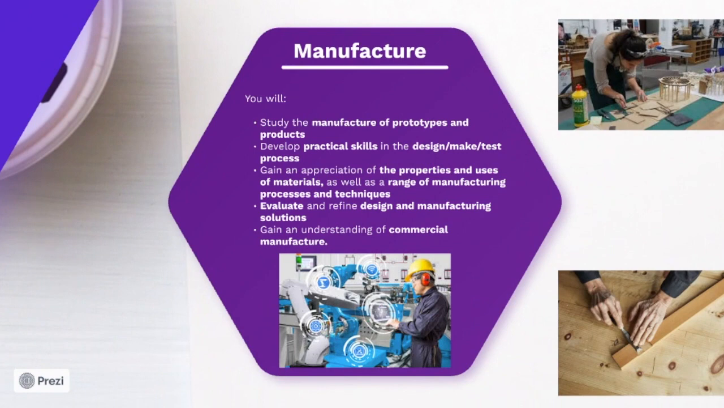Unit 2 is all about the manufacturing. So in National 5 and National 4, you will design a product from a brief and you will manufacture that model. So you will look here at the study of the manufacture of prototypes and products, develop practical skills within the design make test process, gain appreciation of the properties and uses of materials, as well as manufacturing techniques, evaluate and refine design and manufacturing solutions, and gain an understanding of commercial manufacture.